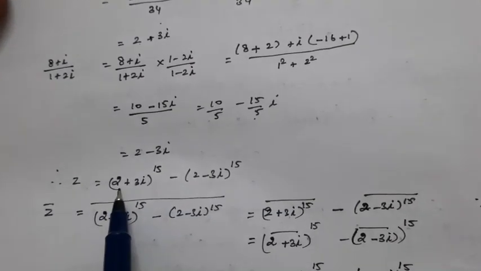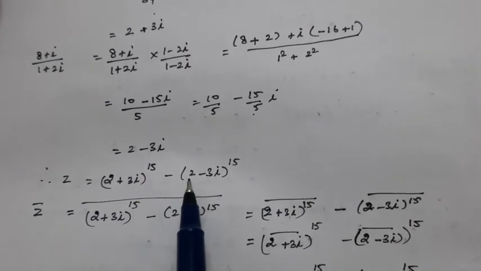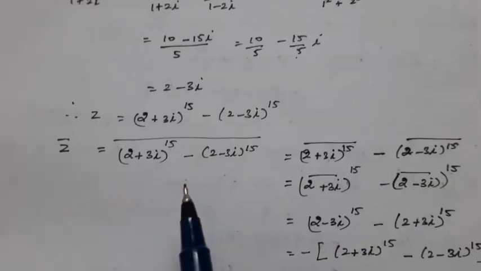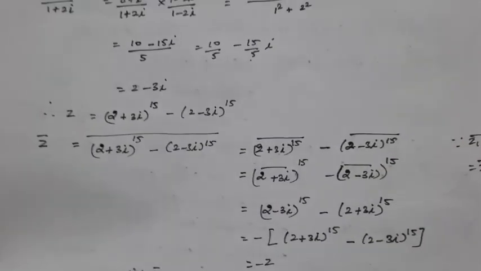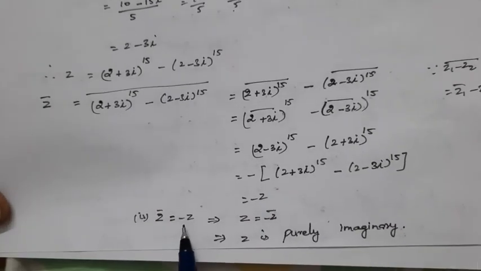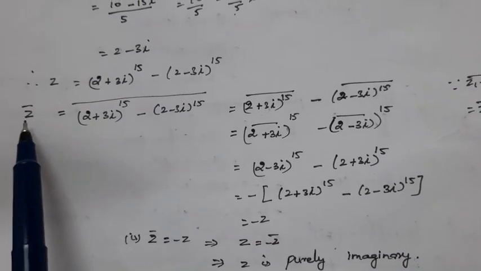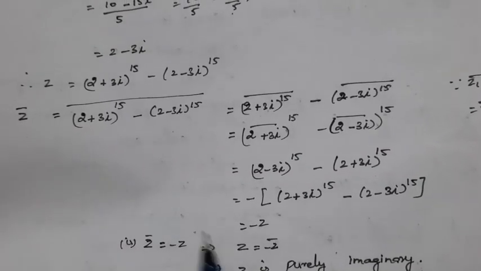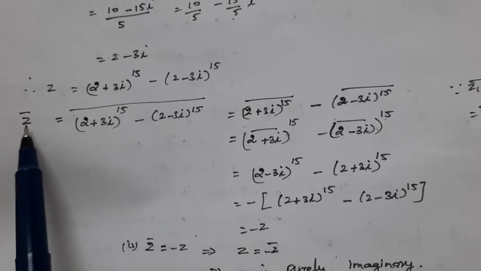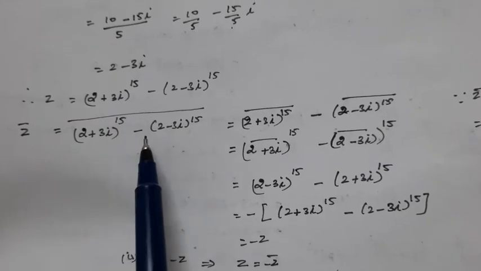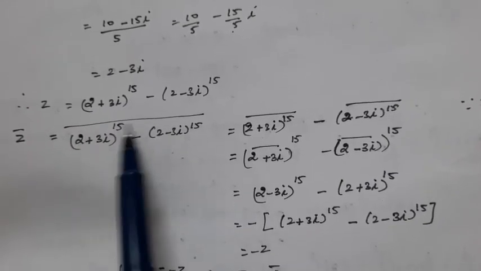Now Z is (2 + 3i) to the power 15 minus (2 - 3i) to the power 15. So again you have one property: if Z bar is equal to minus Z, then Z is purely imaginary. So let us find Z bar and show that it is equal to minus Z. So what is Z bar? It is the bar of (2 + 3i) to the power 15 minus (2 - 3i) to the power 15.